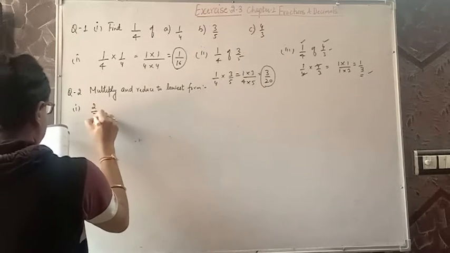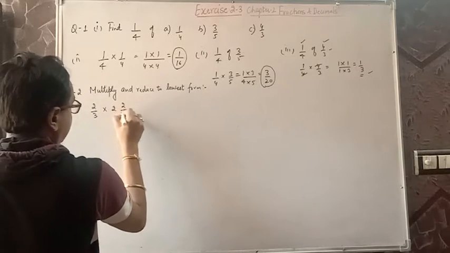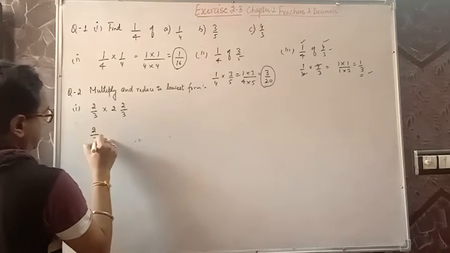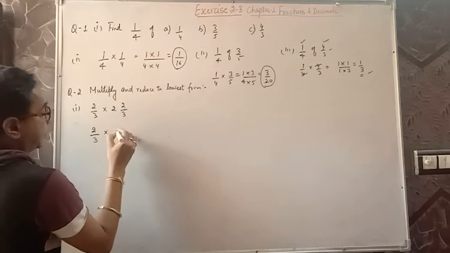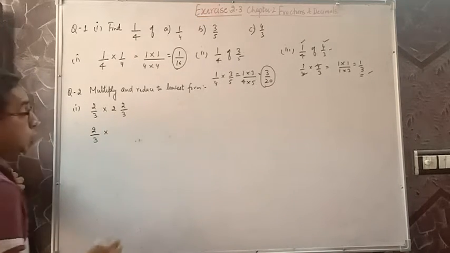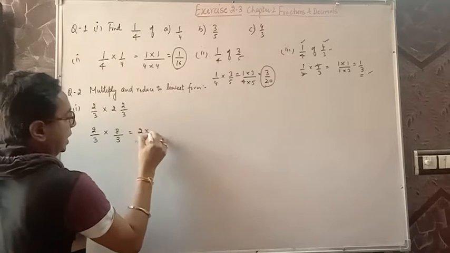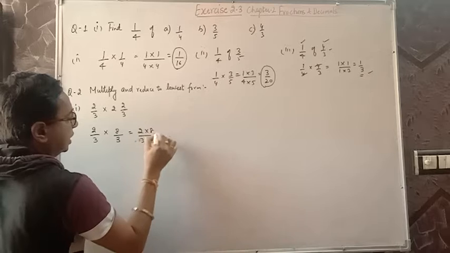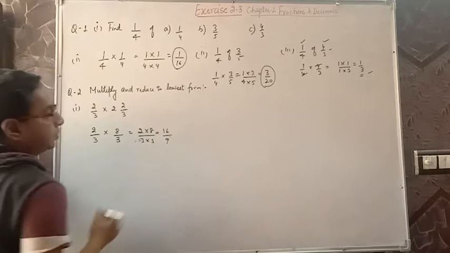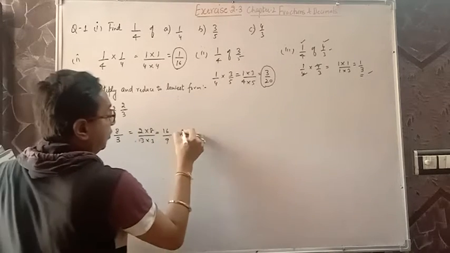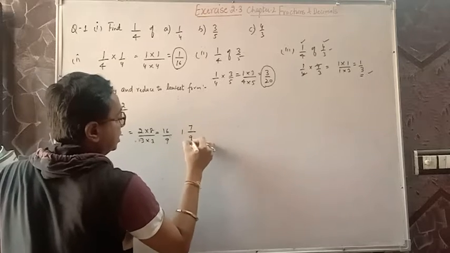2 by 3 into 2, 2 by 3. Of course, we have to convert the improper into proper, the mixed fraction into improper. That is 8 by 3. Now 2 into 8, 3 into 3, it is 16 by 9. I can clearly write 1, 7 by 9 is the answer.